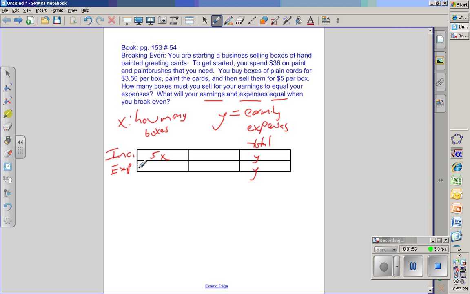Now my expenses come in two parts. I spend $36, so that's a one-time charge. And then I need to spend $3.50 per box. So that's $3.50 each, and so that means I'm going to need to multiply by x. My income equation is y equals 5x. My expense equation is 36 plus $3.50 times x equals y. And there's the two equations that I'm working with.